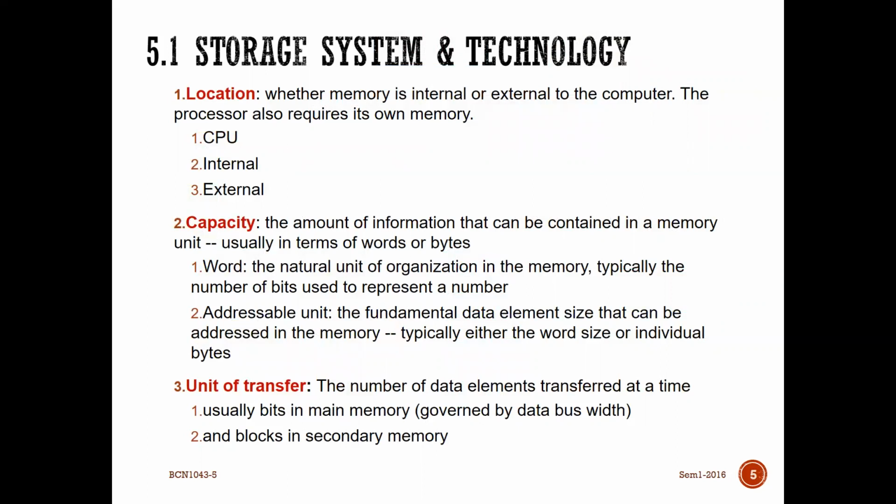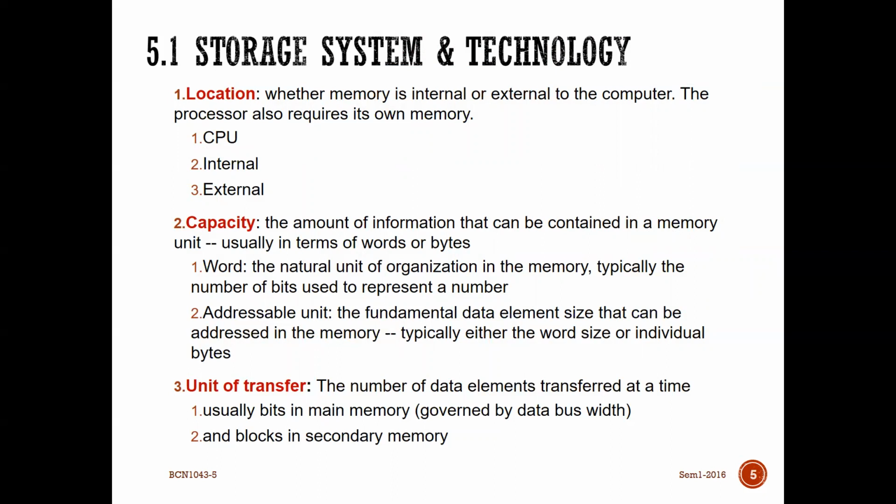Location: whether memory is internal or external to the computer, the processor also requires its own memory, for example CPU, internal and external. Capacity: the amount of information that can be contained in a memory unit, usually in terms of word or byte. Word: natural unit of organization in the memory, typically the number of bits used to represent a number. Addressable unit: the fundamental data element size that can be addressed in memory.